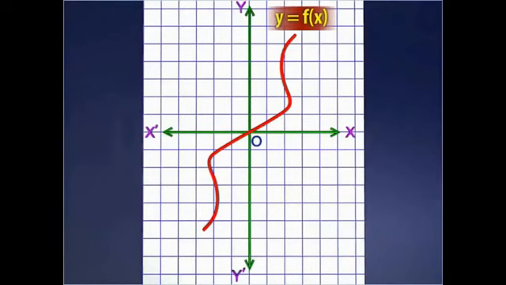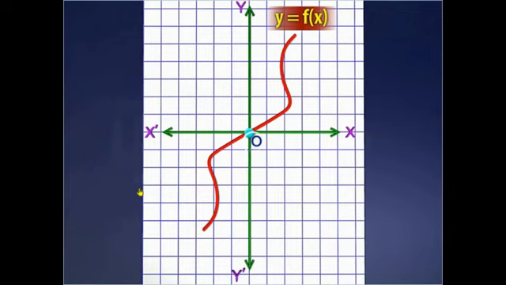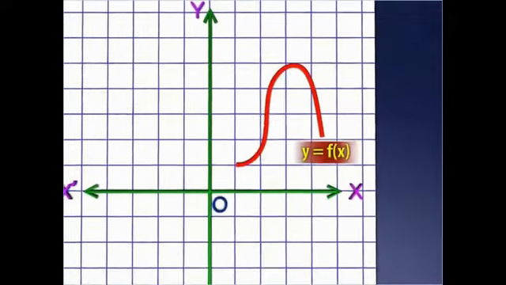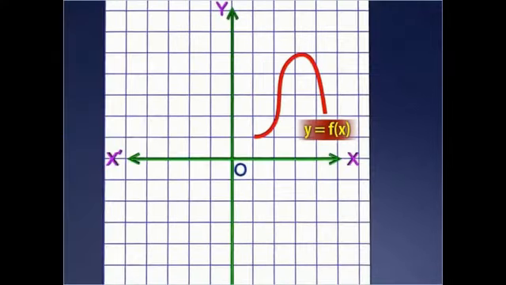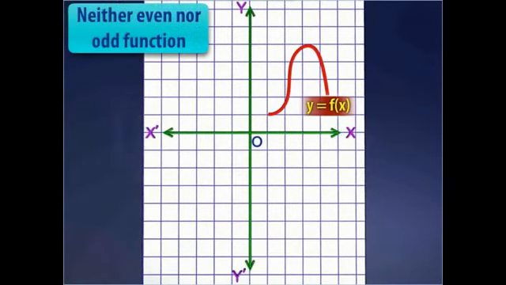Consider one more function. If you rotate this graph by 180 degrees about the origin, it remains unchanged. So, it is an odd function. This graph is neither symmetrical about the y-axis nor has a rotational symmetry about the origin. So, this function is neither even nor odd.